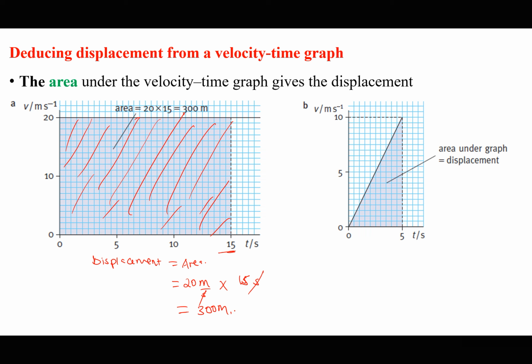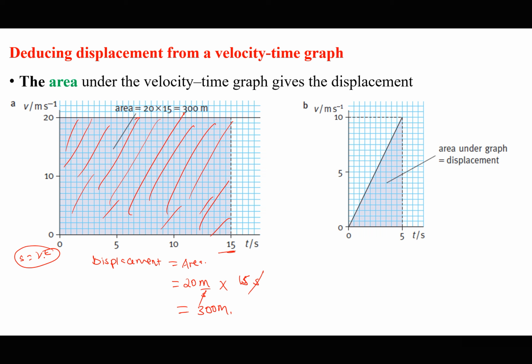So in case the velocity is constant, you could also use displacement as velocity times time. But if the velocity is not constant, then you can't say displacement is velocity times time. It is better you just consider the area under the graph. So for an object moving with a constant velocity, we could take this as the area of a rectangle, which could also be velocity times time.